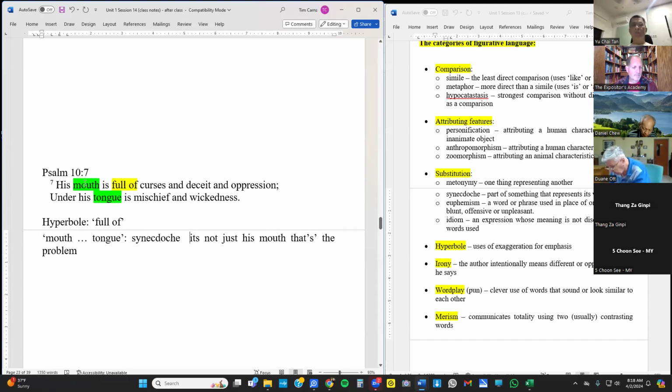And then even this idea of mouth full of curses, that's kind of an idiomatic expression. There's not a literal physical object in his mouth, but the curses are being described like they're in his mouth. The picture is his mouth is full, but it's not full of food, it's full of curses. So it refers to evil speech.